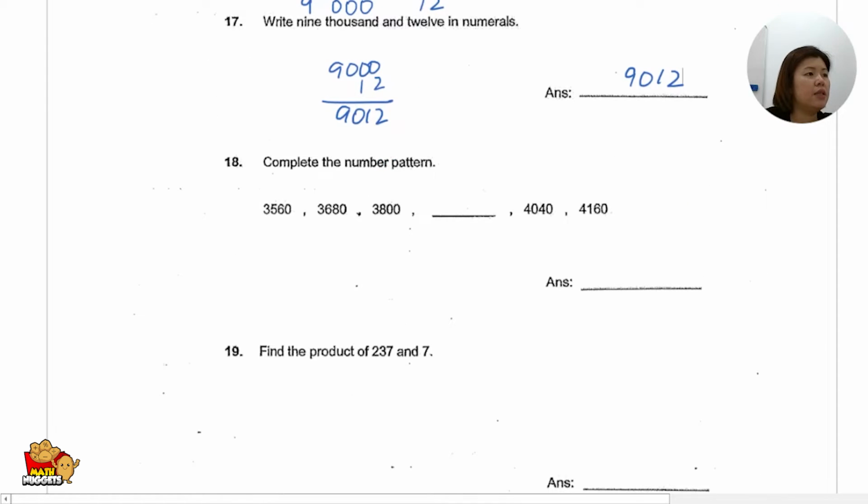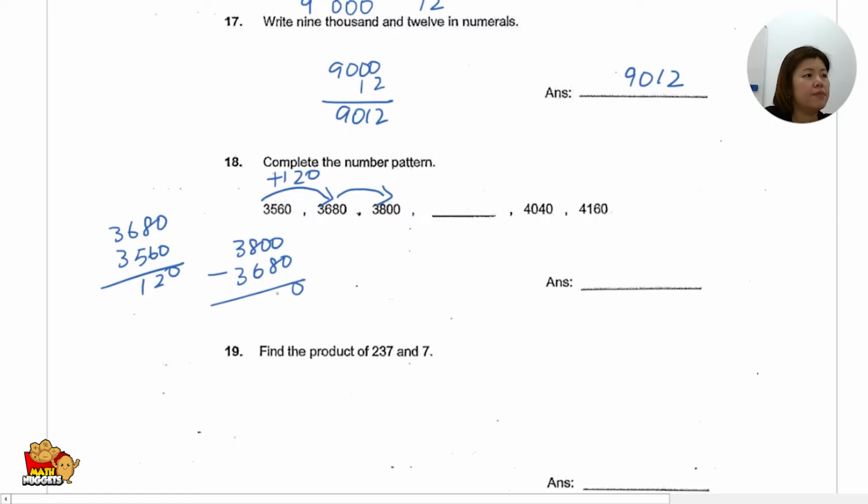Okay, next pattern. Ask yourself, from 3560, you plus how many to become 3680? So we can take these two numbers to minus, it's 120. Let's double check again to ensure that it's correct. Yes, it's also 120. So now 3,800 plus 120, you will get 3,920.